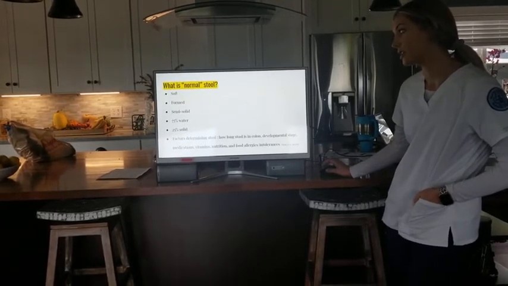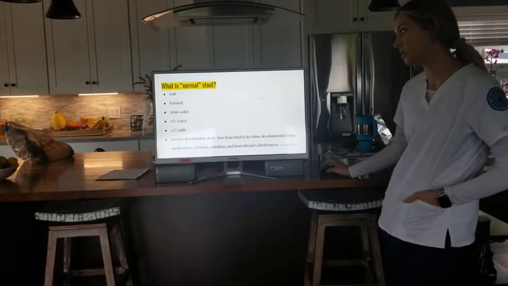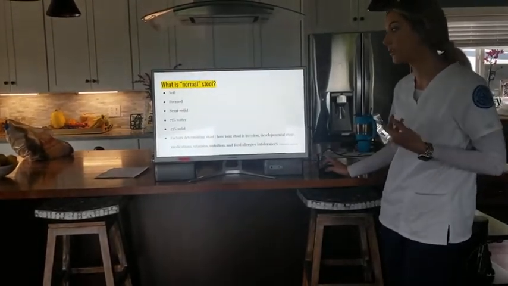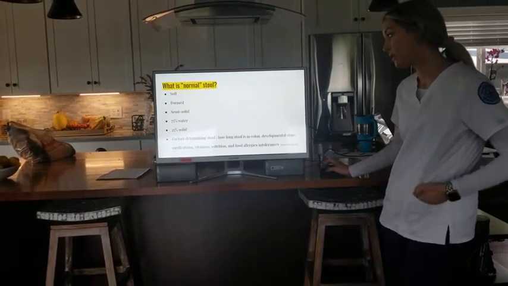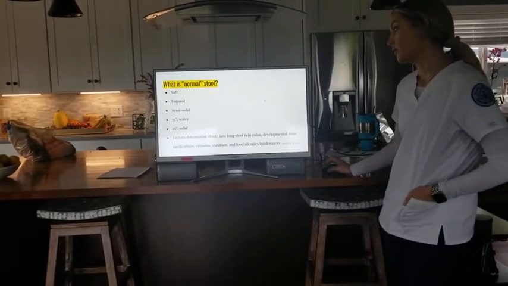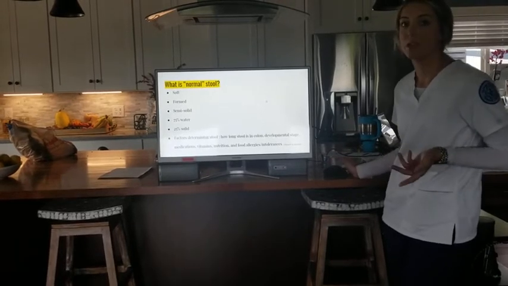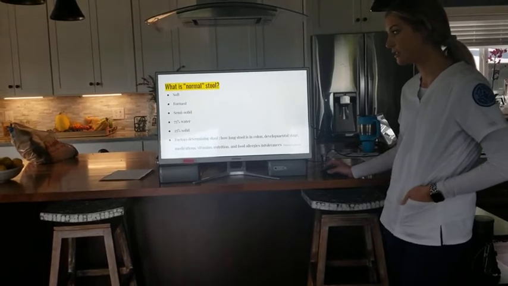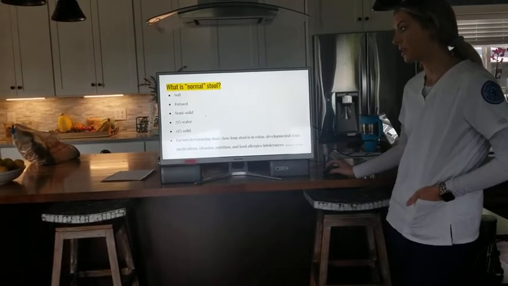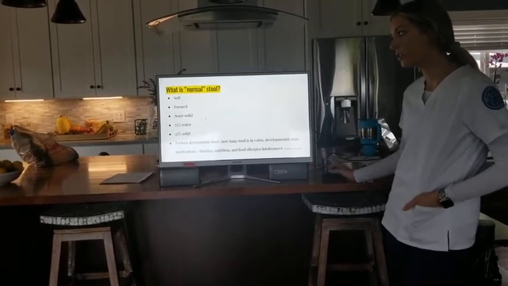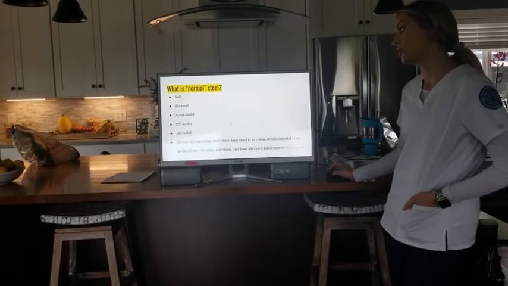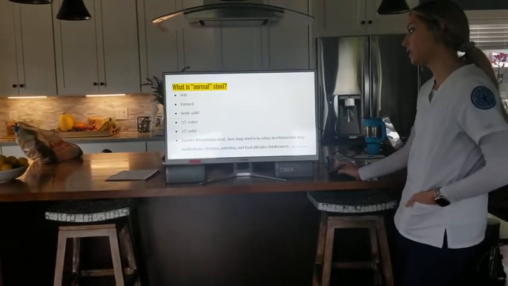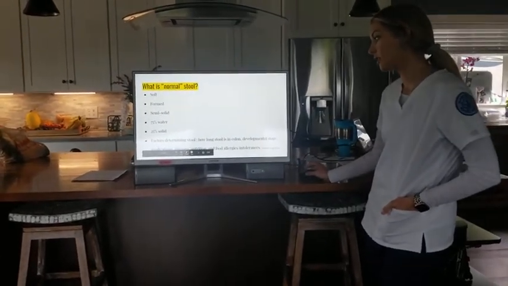Factors determining stool include how long the stool is in the colon. If a lot of water is absorbed, it becomes harder in the colon. Developmental stage: infants have tarry black stool, and that's normal for them. Medications: opioids can make you constipated and cause harder stool. Vitamins and nutrition, depending on what fiber you eat and how much fiber you eat, and food allergies and intolerances as well.